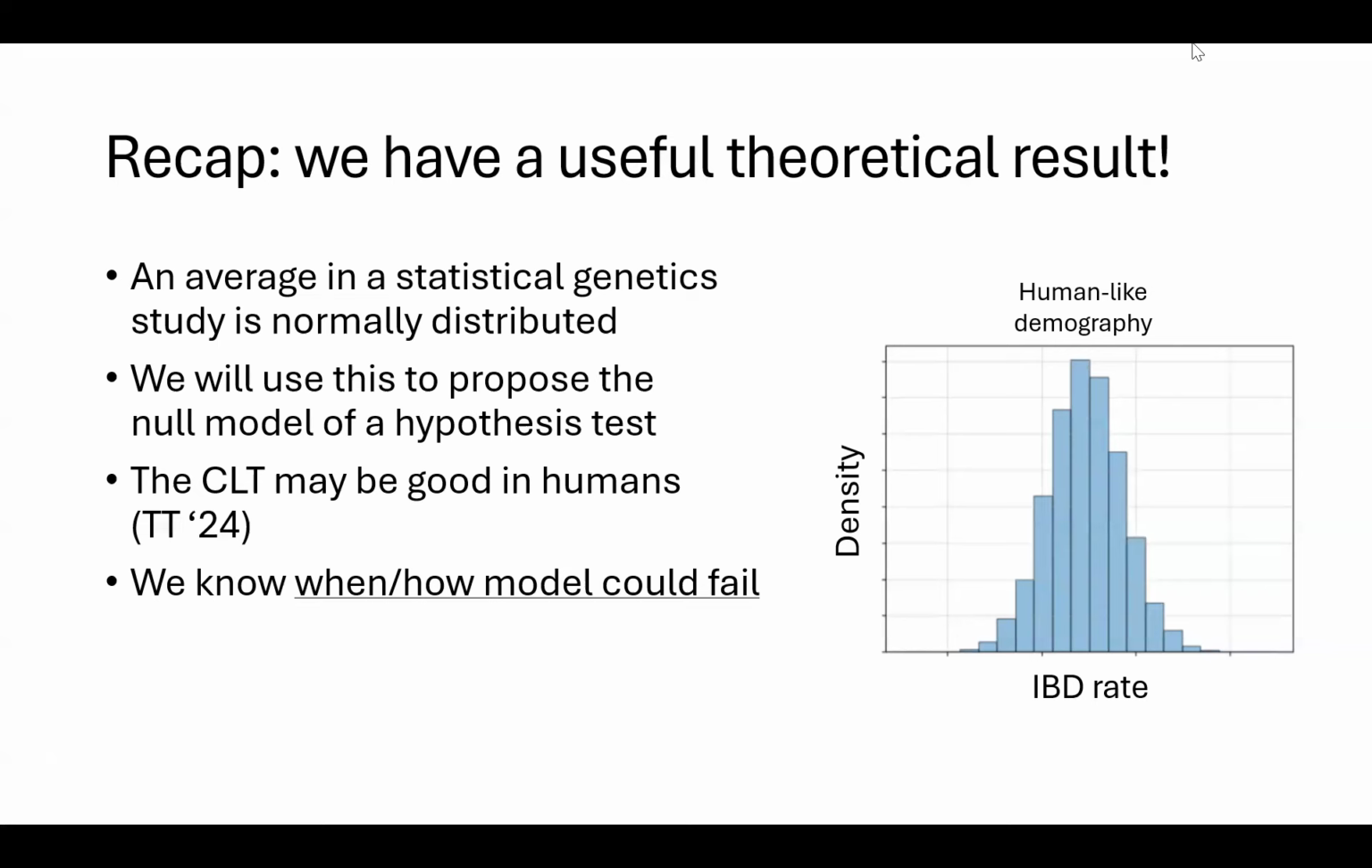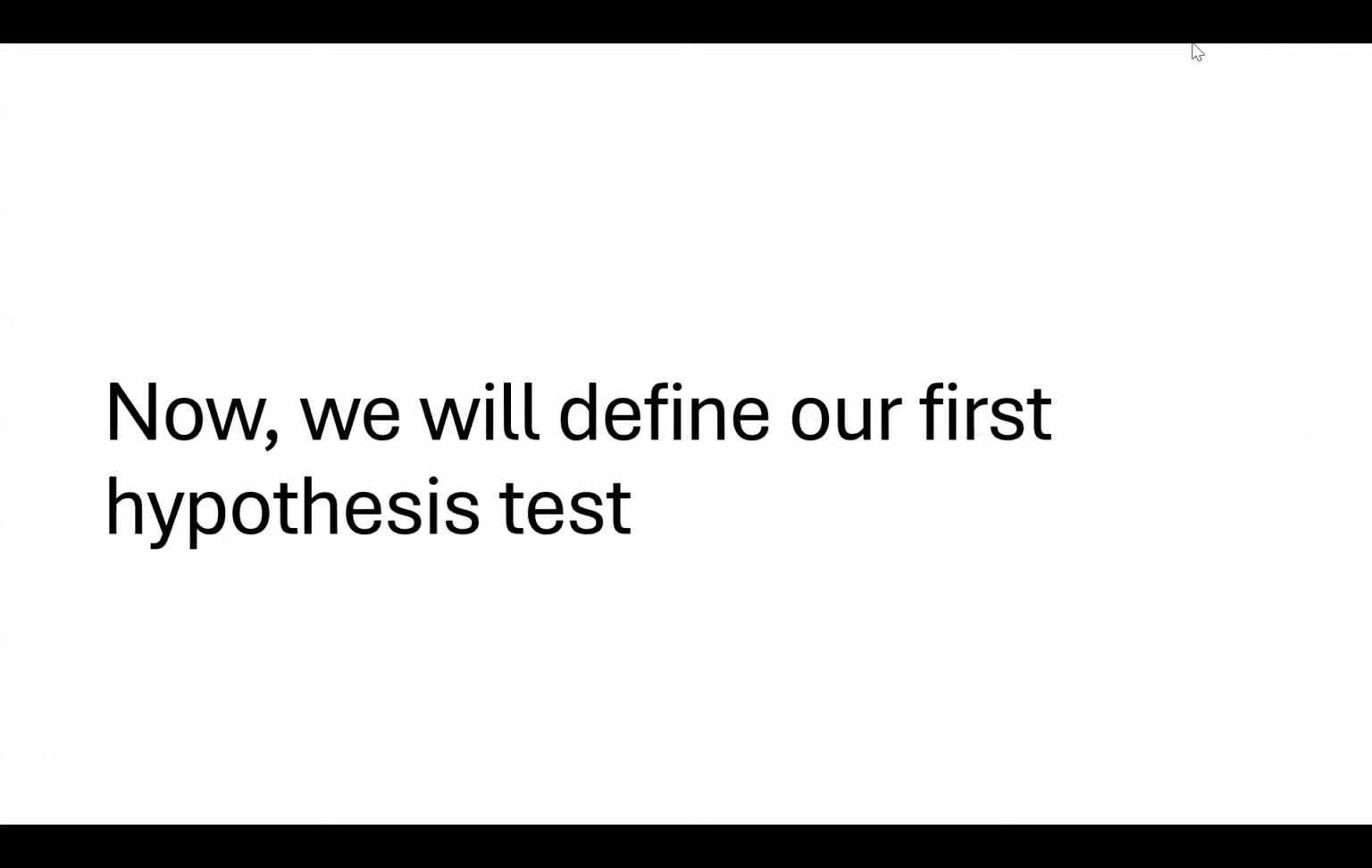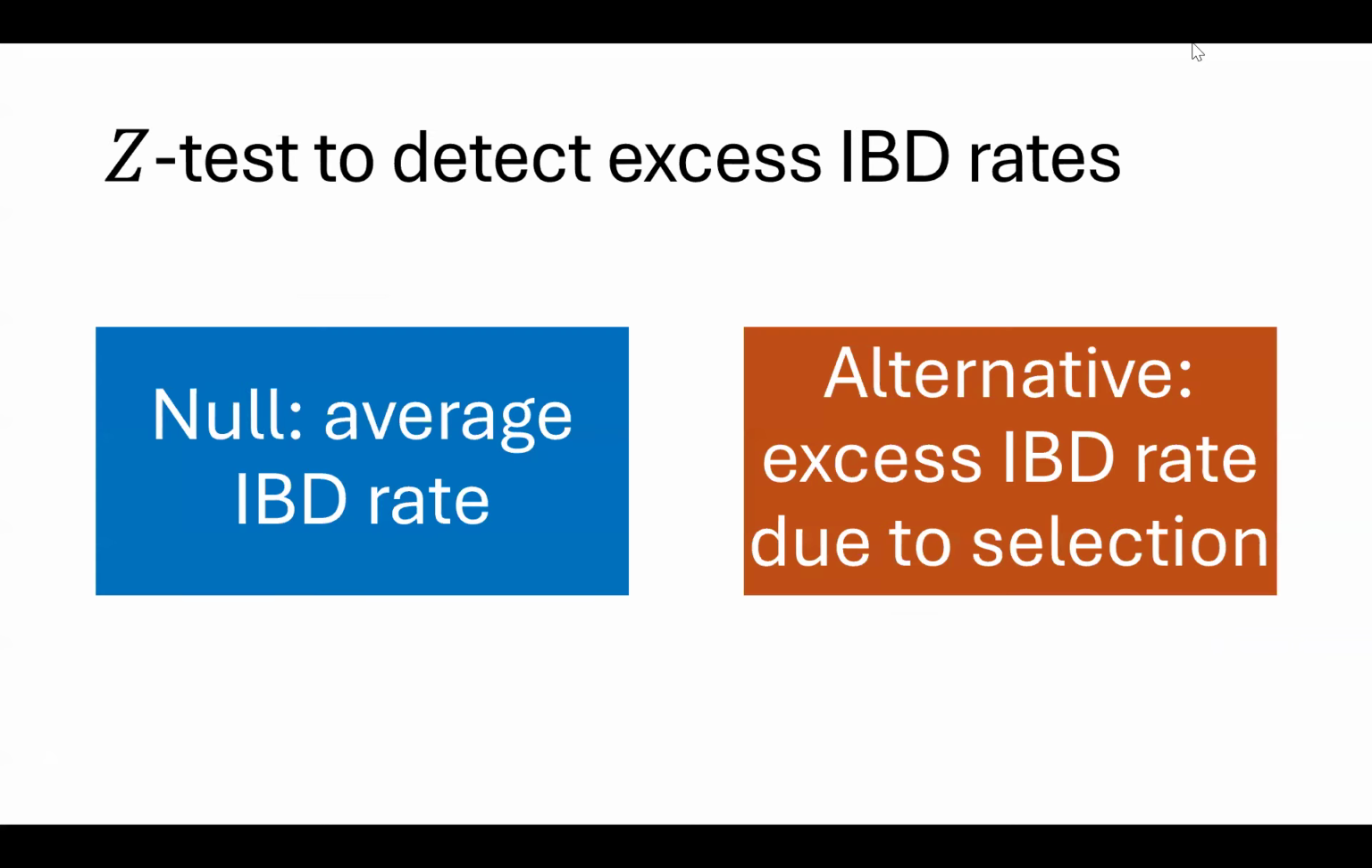Another useful thing when we have a theoretical result like this is that we may know when and how our null model could fail, or when our assumptions aren't working. Now I'll define our first hypothesis test in this research. It will be a one sample z-test to detect excess IBD rates. The null model is that we have an average genome-wide IBD rate that is, in our case, going to be normally distributed. The alternative is that we have an excess identity by descent rate, and this could be due to the rapid adaptive evolution of a causal variant.